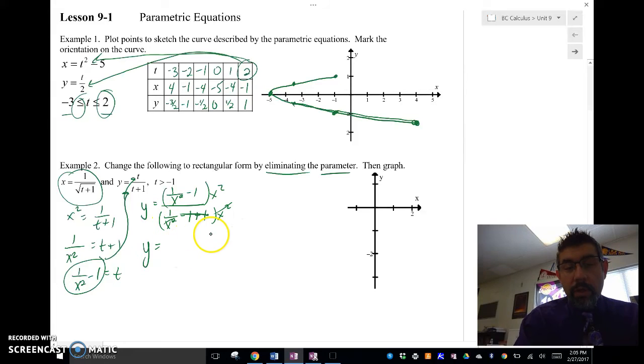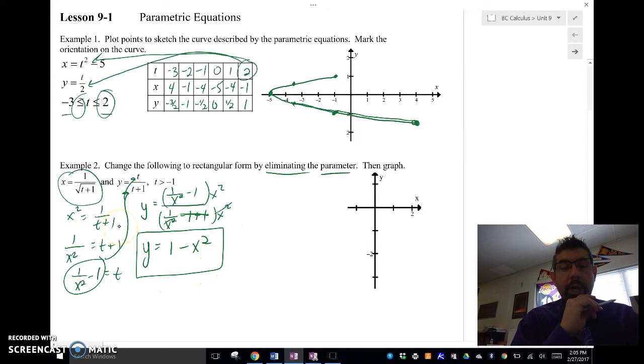All right, so I'm going to put 1 on the bottom, and I'm going to have 1 minus x squared. All right, so there is my rectangular form, and I also have to note that t is going to be greater than -1. So what I'm going to do is plug that in here, and I'm going to get x is equal to 1 over root of -1 plus 1. All right, that's going to be 0. So x has to be greater than 0.